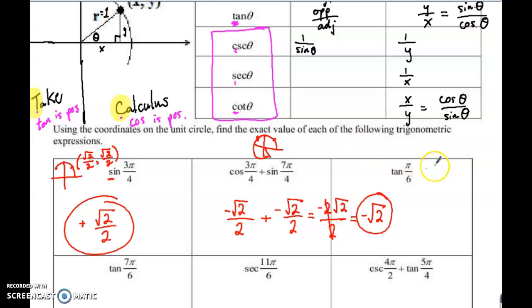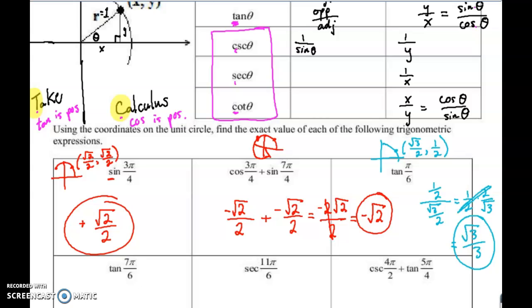But tangent. Okay, pi over 6. Over here, that is root 3 over 2, comma 1/2. Well, tangent, by definition, is sine over cosine. So it's the sine coordinate over the cosine coordinate, y over x. Oh, well, we're dividing by a fraction, so I'm going to multiply by the reciprocal. And then those 2's will cancel. Hopefully that makes sense. And then we rationalize that denominator, root 3 over 3.